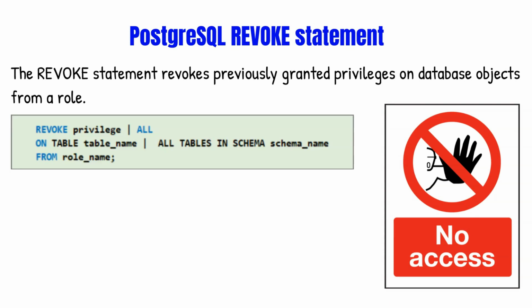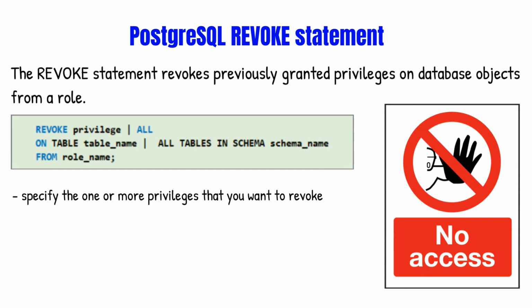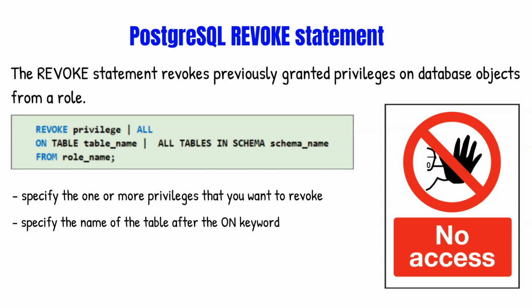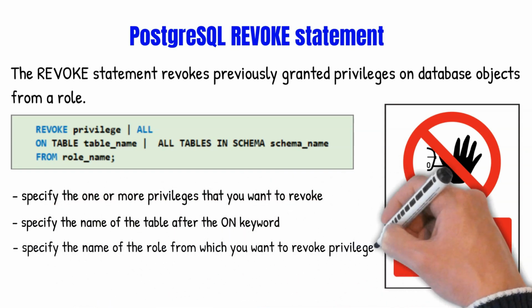First, you specify one or more privileges that you want to revoke. You can use the all option to revoke all privileges. Secondly, specify the name of the table or object after the on keyword. And thirdly, specify the name of the role from which you want to revoke the privileges.